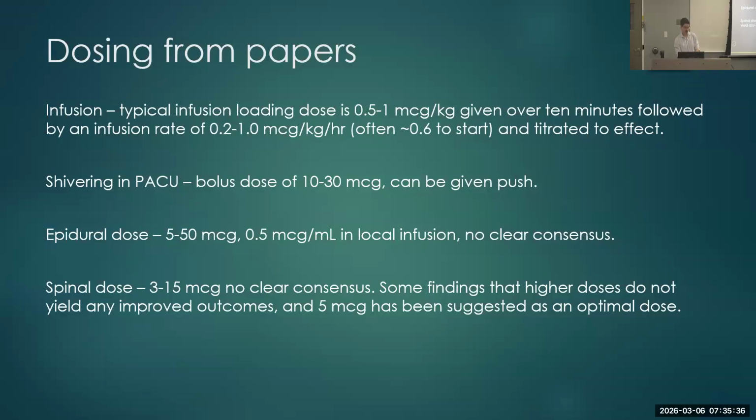Epidural dose was 5 to 50 mics, or 0.5 mics per mil in your infusion. There was no clear consensus. They were really all over the place. With the spinal dose, the data seemed to be a little bit more concise, actually. So people were between 3 and 15 mics. Again, no clear consensus, but there were a couple of papers that talked about how above 5 mics, there didn't really seem to be any additional benefit. So this has been suggested as an optimal dose.